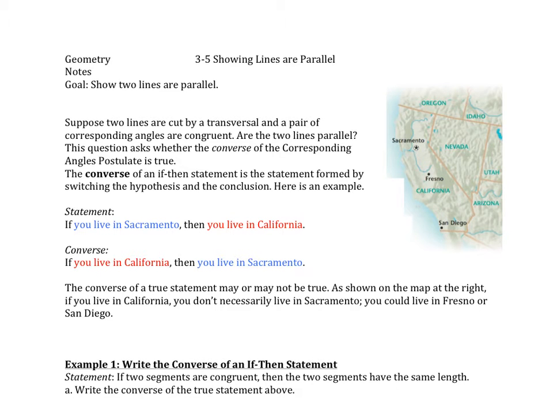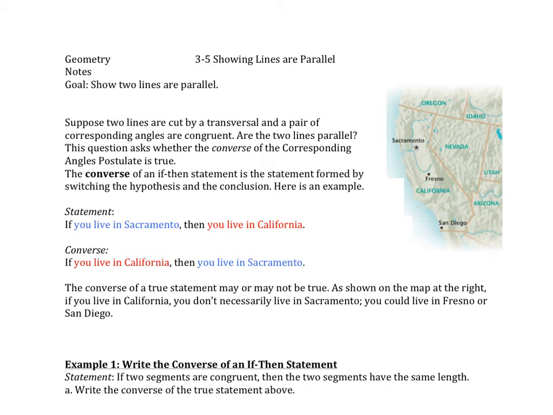Lesson 3.5, showing lines are parallel. So suppose that we have these two lines, they're cut by a transversal, and we have a pair of corresponding angles congruent. Are the two lines parallel? So this question is going to ask the converse of the corresponding angles postulate.